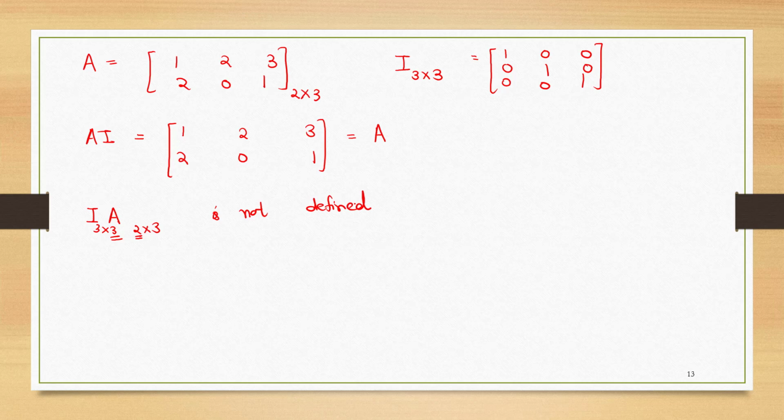Of course, if we take identity matrix here of order 2 cross 2, then identity A will be defined and we will again get A. But then this identity is not the same as this identity. We need a unique element for which AI is the same as IA is the same as A. A must have the same order. These two I's are equal, of the same order. So in this way, we can see that if we don't have a square matrix, we don't have identity.